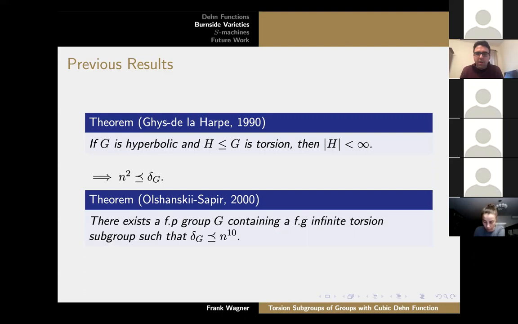The best result since then, ten years later, Olshansky and Sapir exhibited a finitely presented group with a finitely generated infinite torsion subgroup, and its Dehn function was at most n to the 10th.